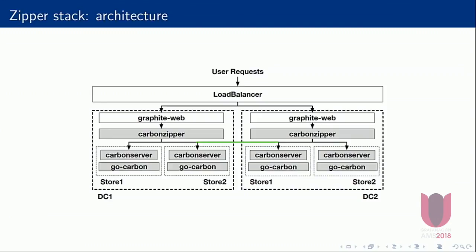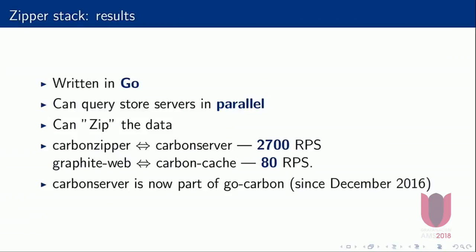Around the same time, we also decided to get rid of the carbon cache and replace it with something else, because it was not really easy for us to maintain. And we found a really nice open source project called GoCarbon. We contributed some code to it to allow it to read the metrics and present them in the way Graphite Web was expecting them. It's now also part of the open source GoCarbon project since, I think, December 2016 or something like that.